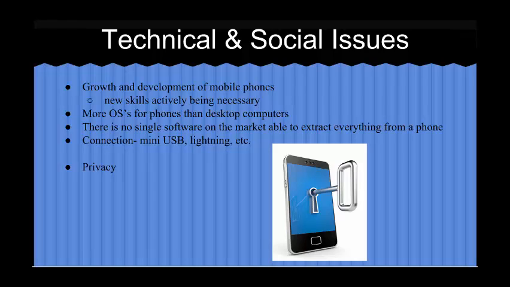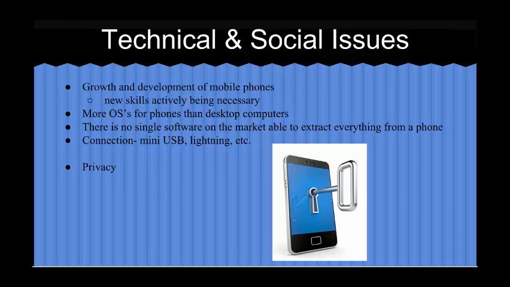And also it's important to know that there are currently more operating systems for cell phones than there are for desktop computers right now. And also, there is no single software on the market that is able to extract everything from a cell phone. So it's important to really look into the software you want, or to have multiple pieces of software so you can do more things. And another thing that came up in an article was the connection. Something as simple as that, like on a Samsung you have a mini USB, or on an Apple you have a Lightning. So having the right connection if you're going to connect to your computer.